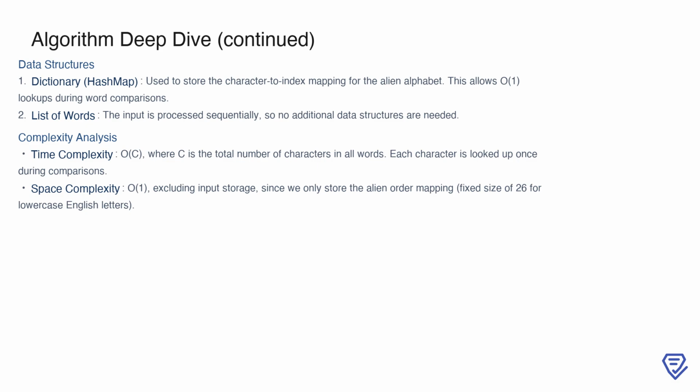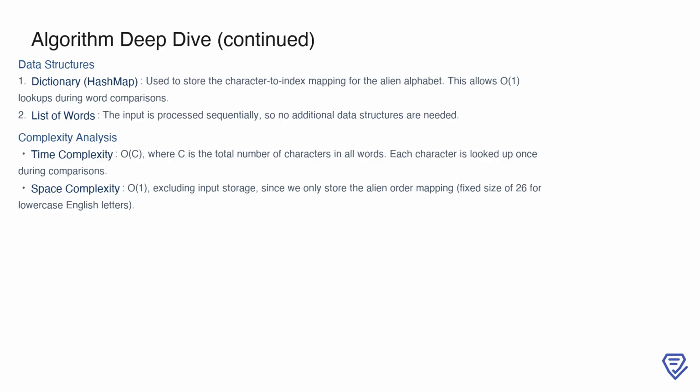The main structure is a dictionary, or hash map, used to store the character-to-index mapping for the alien alphabet. This allows O(1) lookups when comparing characters during the word checks. Beyond this, no additional data structures are needed, as we process the input list of words sequentially.